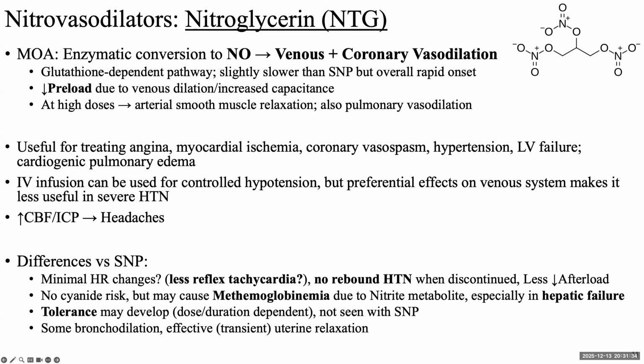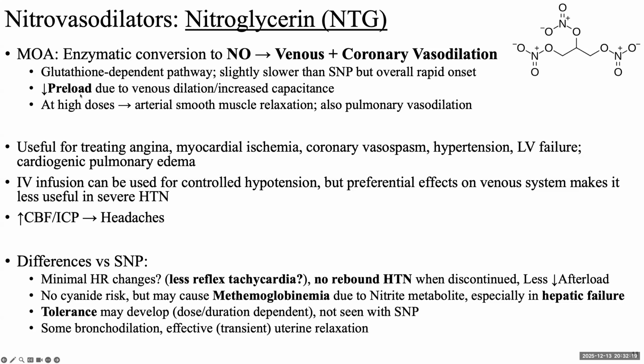Its mechanism of action: we are taking advantage of enzymatic conversion to nitric oxide. So we administer nitroglycerin, it gets converted to nitric oxide, and then we'll get the same effects, where we'll get venous and coronary vasodilation. Not so much arterial for this one. Now, this is dependent on the glutathione-dependent pathway. So this makes its onset slightly slower than SNP, but overall, nitro still has a very rapid clinical onset.